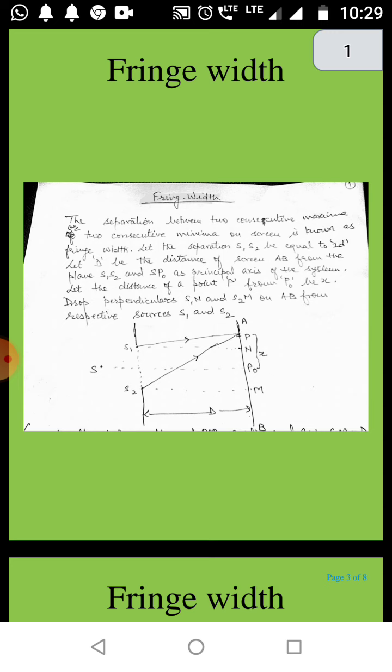The separation between two consecutive maxima or two consecutive minima on the screen is known as fringe width. Let the separation S1S2 be equal to 2d. Let capital D be the distance of the screen AB from the plane S1S2, and SP0 the principal axis of the system. Let the distance of a point P from P0 be x. Let us drop perpendiculars S1N and S2M on AB from the respective sources S1 and S2, as shown in the figure.